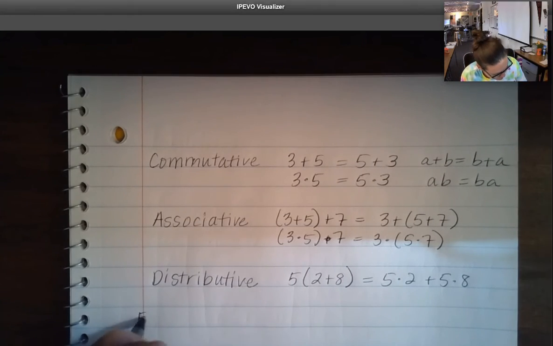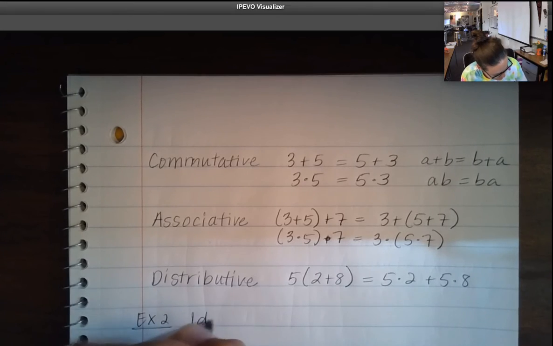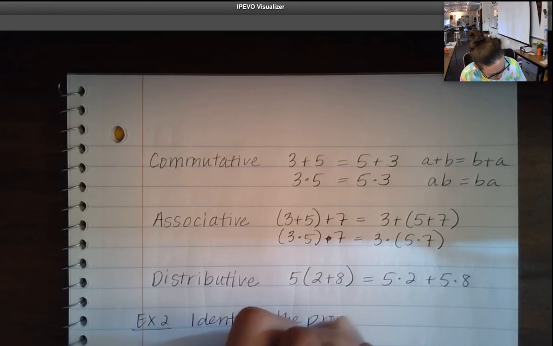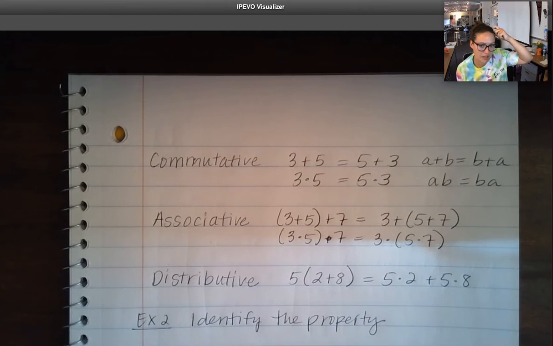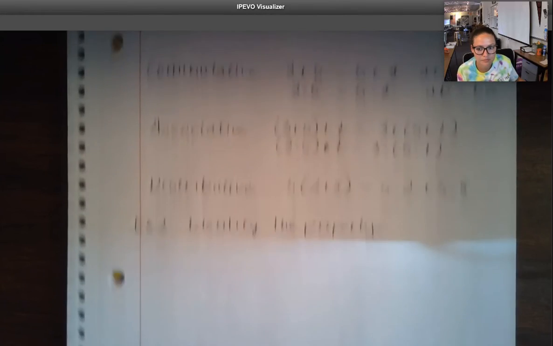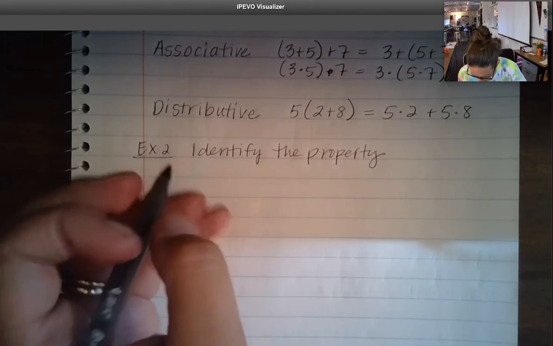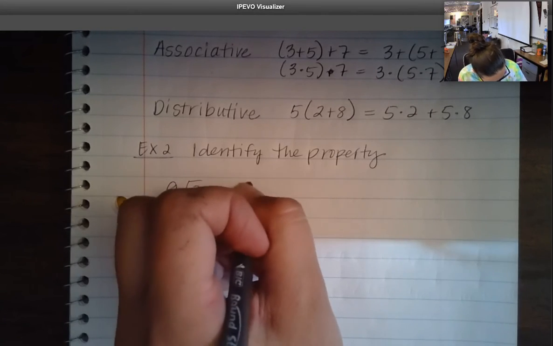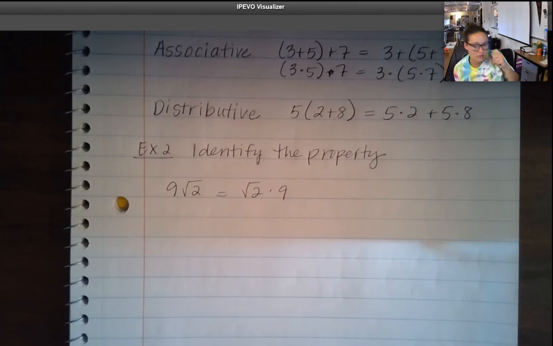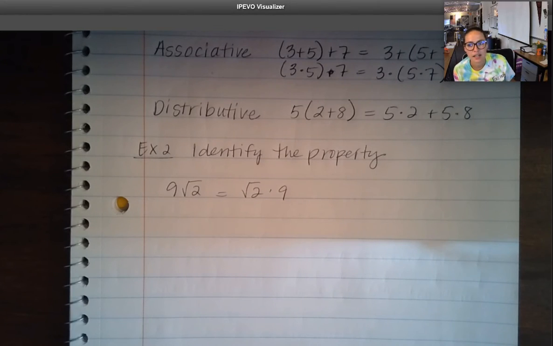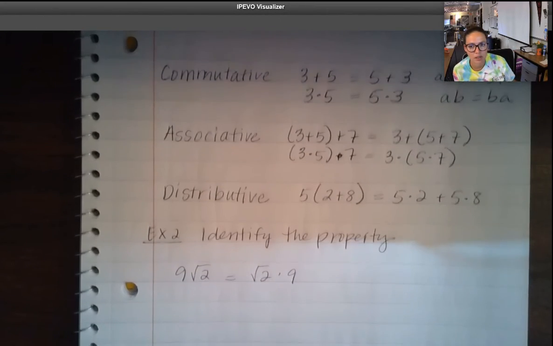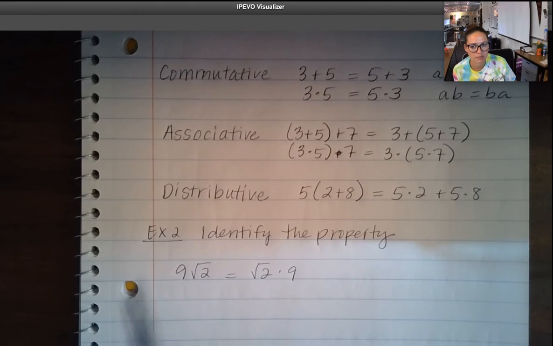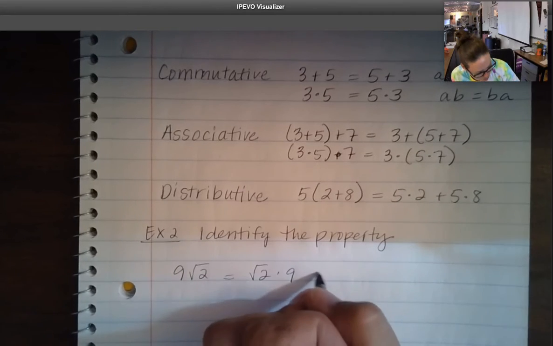All right, example 2. Identify the property. So let's say I have 9 times the square root of 2 equals the square root of 2 times 9. What property says that I can do that? Well, let's look back up here. Which property says that I can switch the order that I multiply? That's the commutative property.